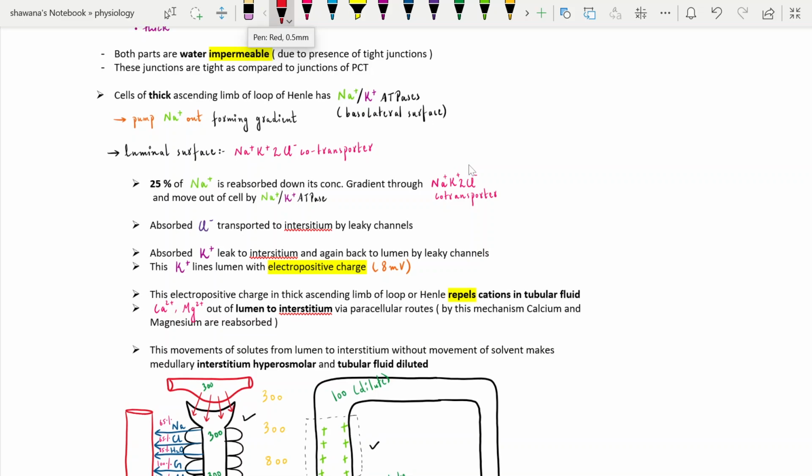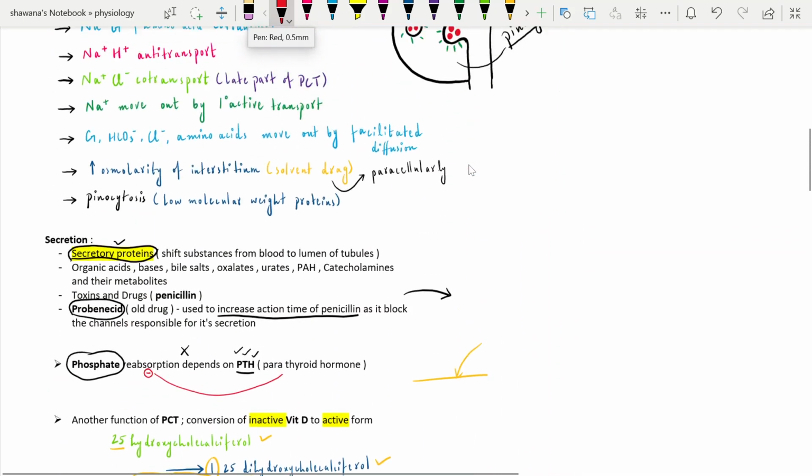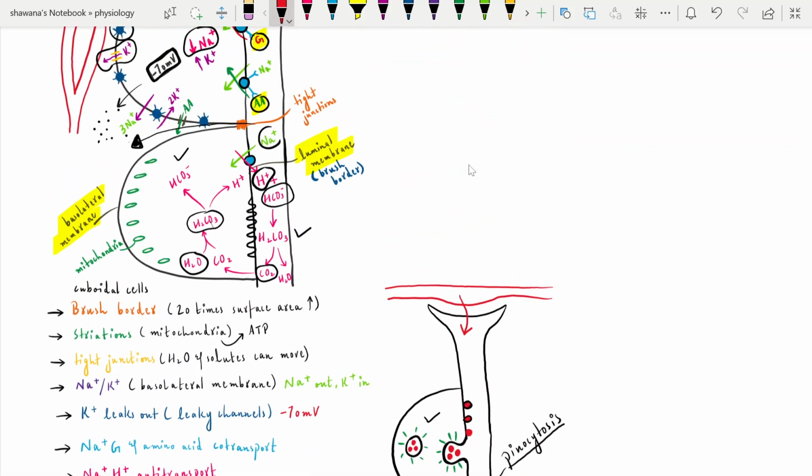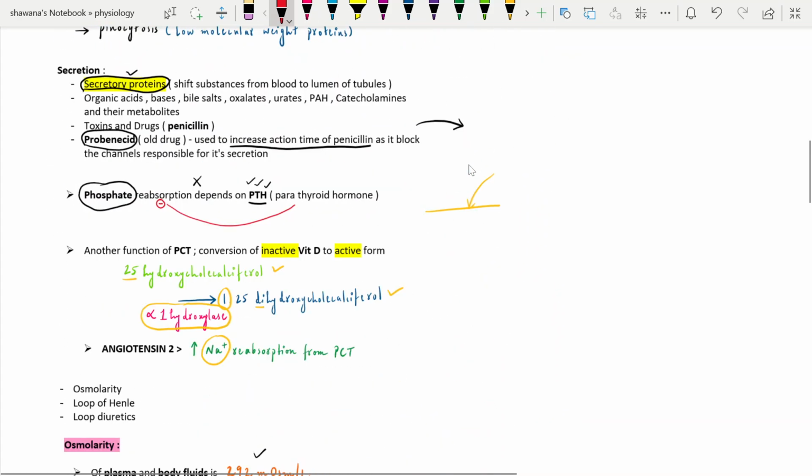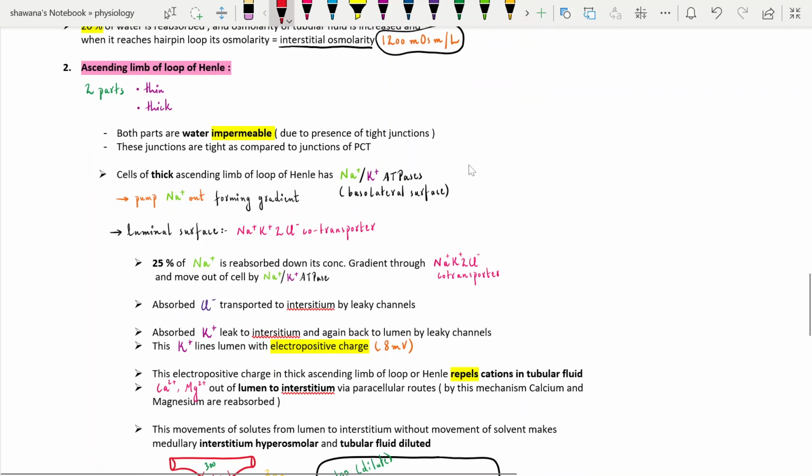Tight junctions were also present in the proximal convoluted tubule, right? We have discussed that tight junctions are also here, but these are not as tight as those present in the ascending limb. These are not watertight in the PCT, but when we talk about the ascending limb, these junctions are watertight.